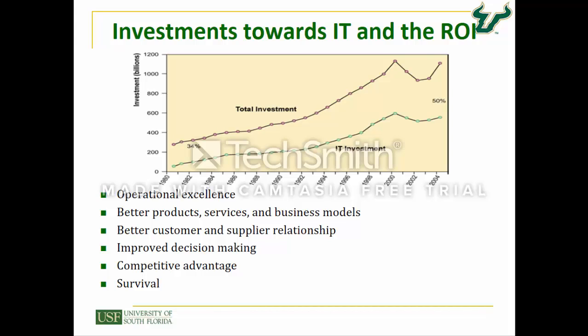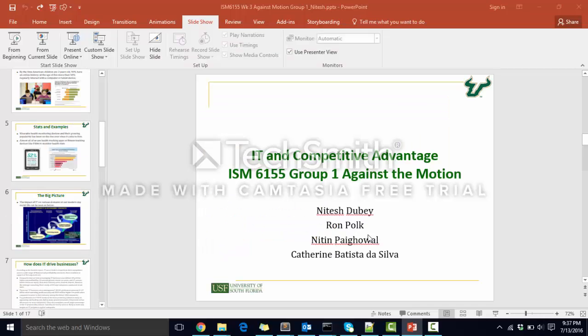This graph shows the investment in IT for organizations and the ROI, the return on investment, it has brought about. It has helped organizations gain operational excellence. Products and services have improved, there are better customer supplier relationships, improved decision making, and competitive advantage has also increased. It has also helped companies cope with the increasing competition and survive in this market.